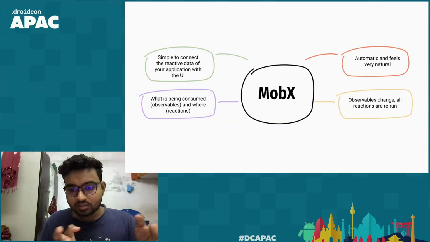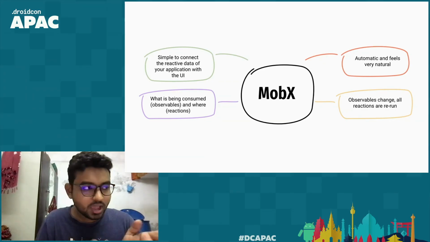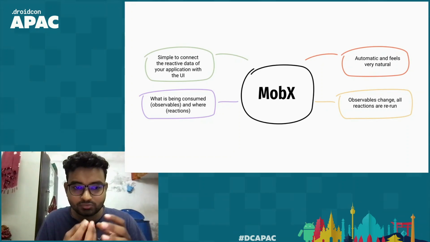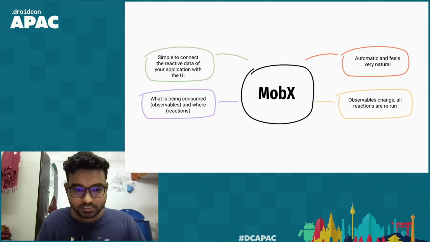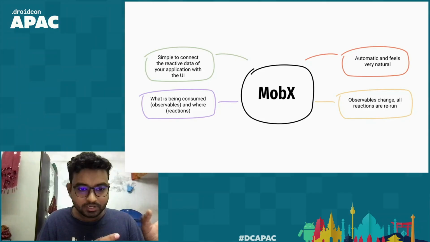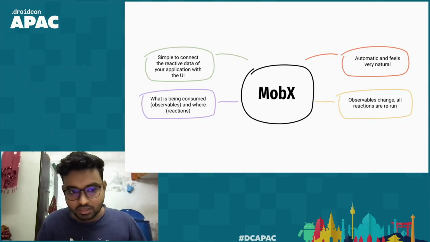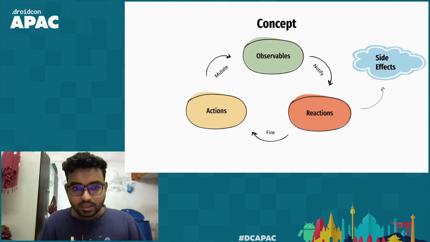Then it has some points from Rx too. So it was quite easy for me to pick up MobX. It has observables and reactions. What is being consumed is called an observable, and where it is consumed is called a reaction. Whenever the observable that is consumed changes, all the reactions are going to rerun. So this is the simple fundamental and the core concept of MobX.